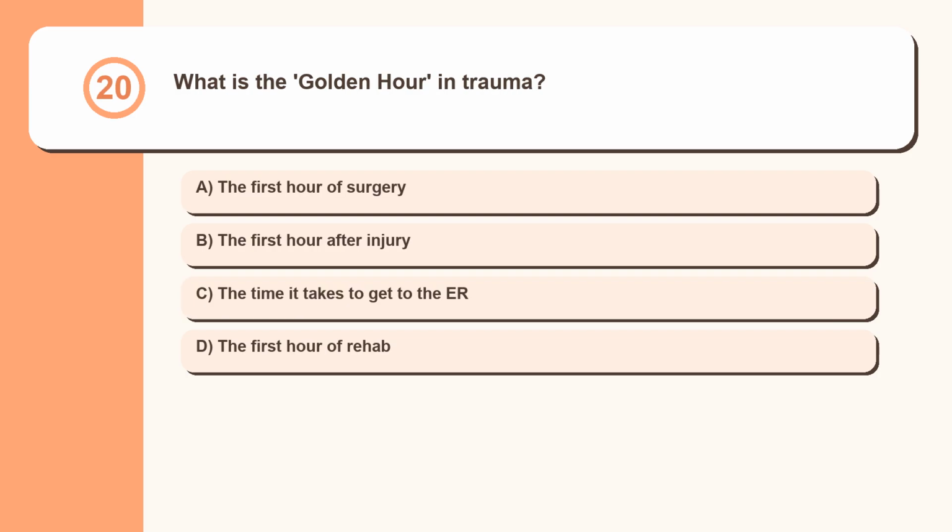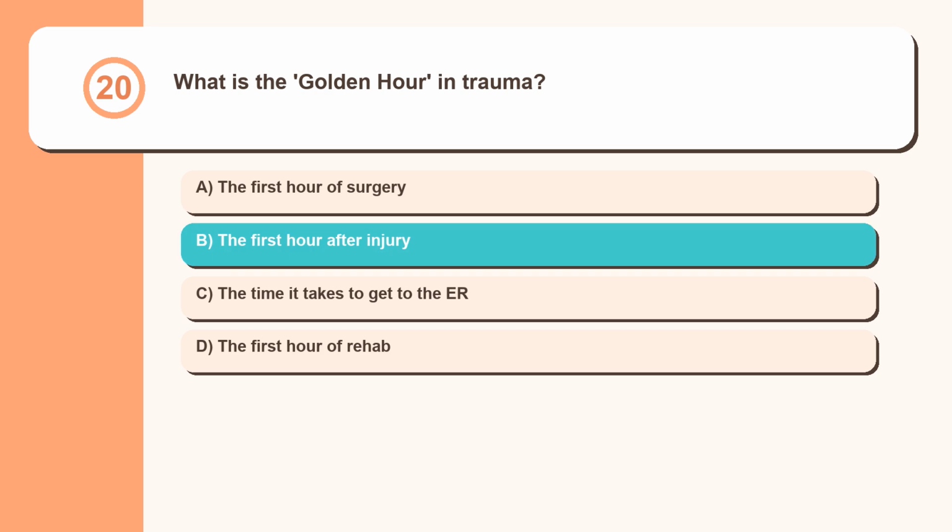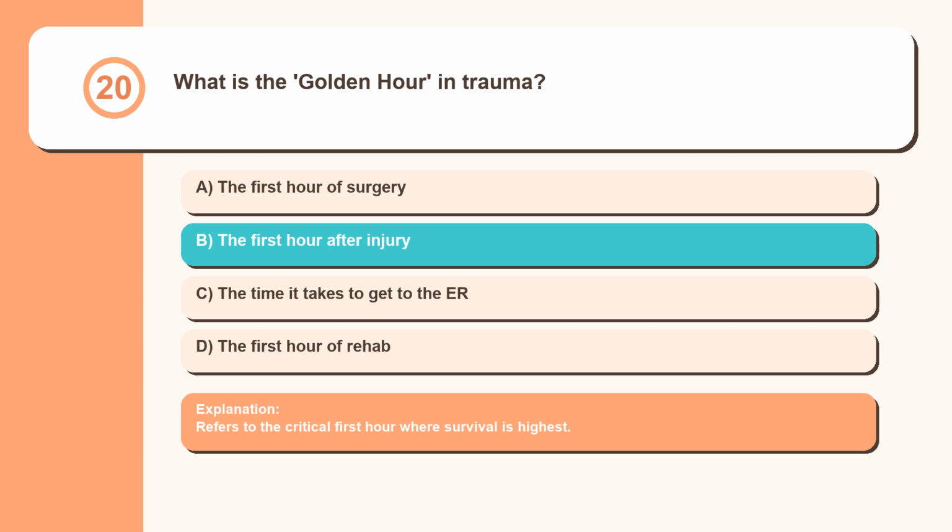Question 20. What is the golden hour in trauma? The first hour of surgery, the first hour after injury, the time it takes to get to the ER, the first hour of rehab. Refers to the critical first hour where survival is highest.